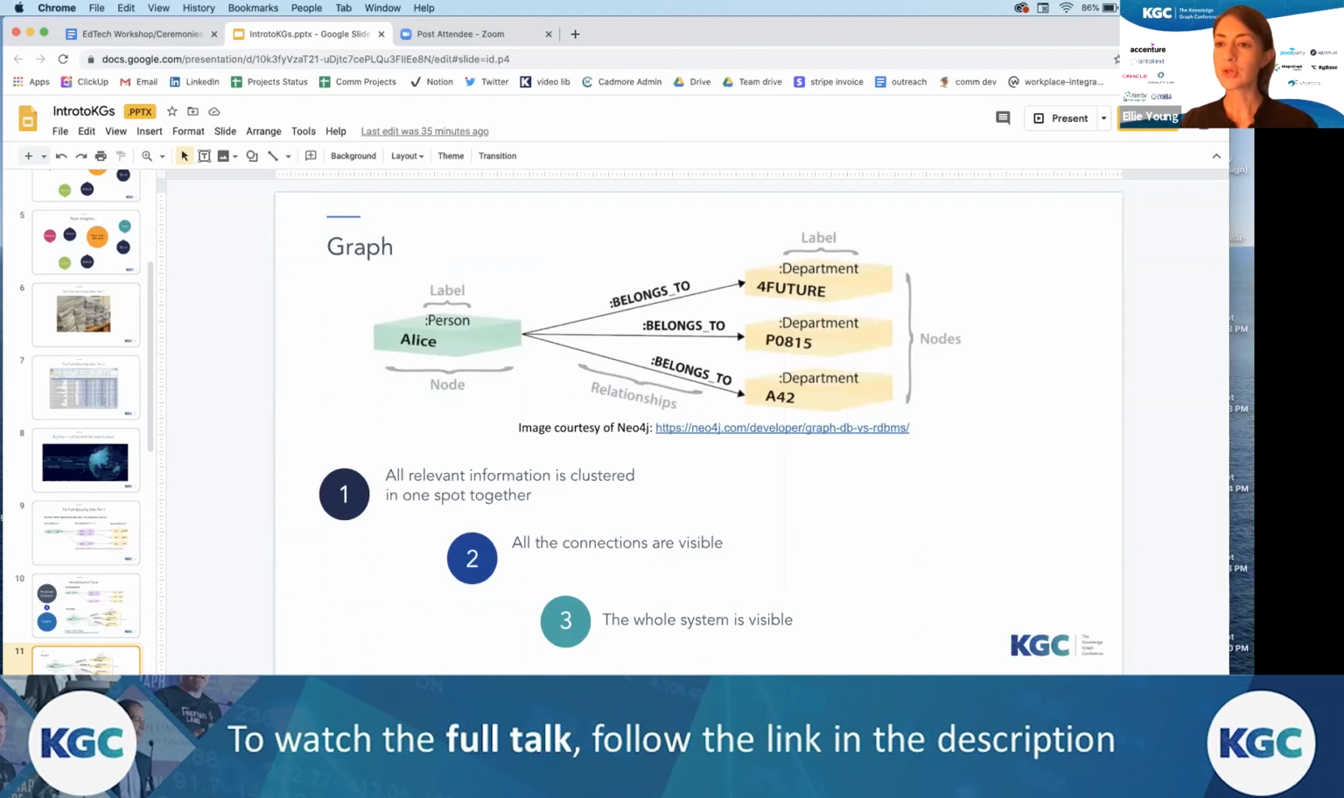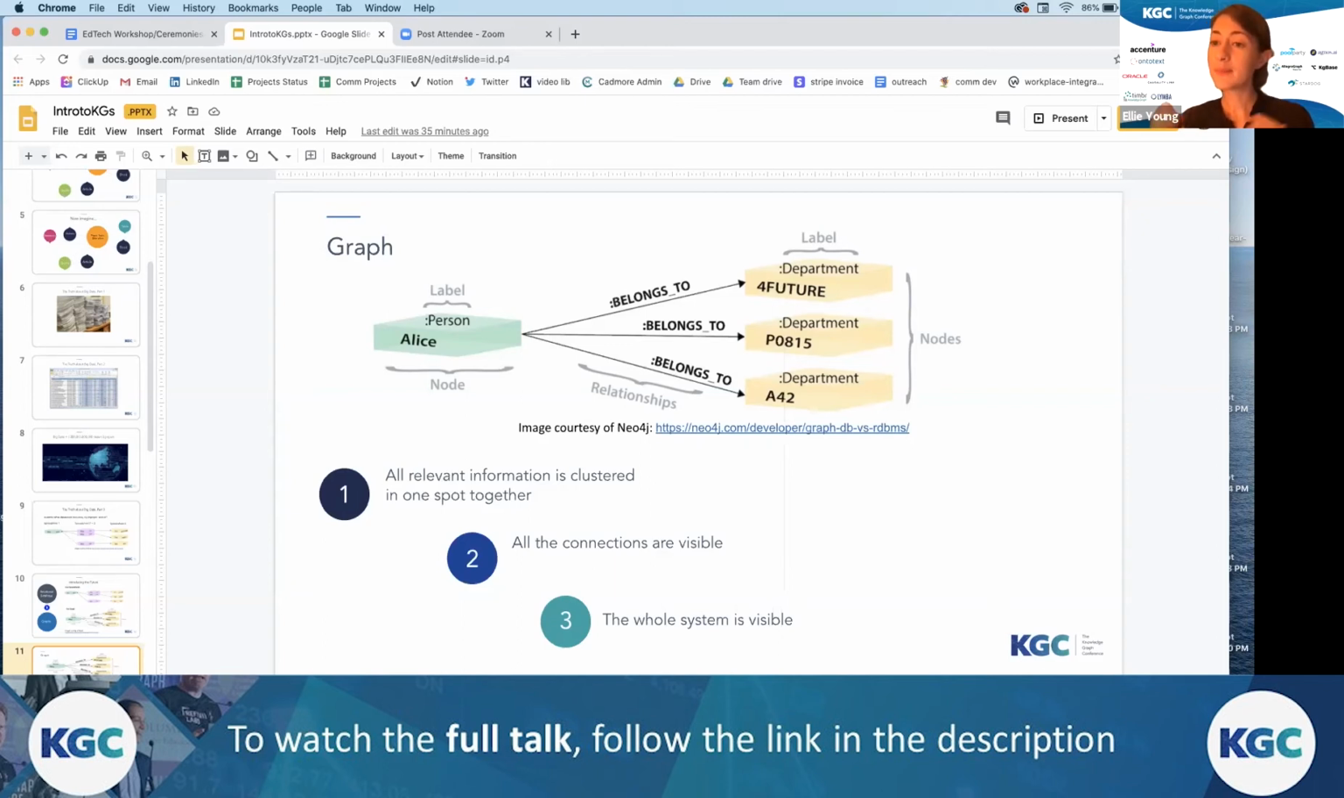Not only is it great to have all the relevant information clustered in one spot, which allows us to access it a lot more easily and see all the things that we don't know about that we would probably benefit from knowing, but we can also see all the connections, right? So Alice is connected to the department, but she may be connected to a million other things, and it might be useful to know that. So we can also show all of those things, which is really hard to show in any other way, right? You can just add a new line on the graph.